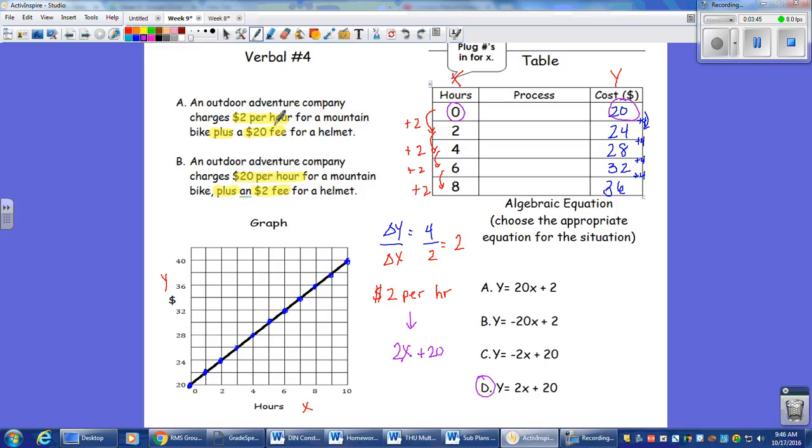They're flip-flopped. So if I were going to write $2 per hour, that would be 2x, kind of like what we had down here. And then it says the word plus $20 fee. So that's the way that this equation would look. Down here, the difference is it's $20 per hour, so it should be 20x plus a $2 fee. And the only one that looks like our equation would be A. Perfect.